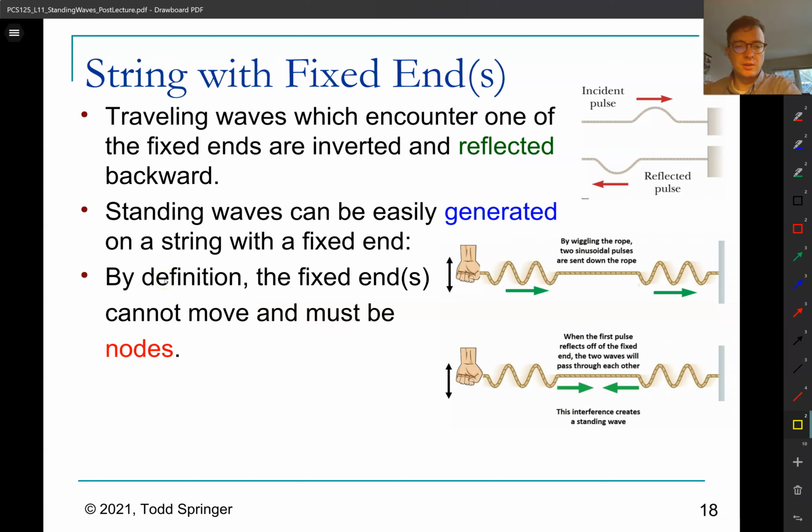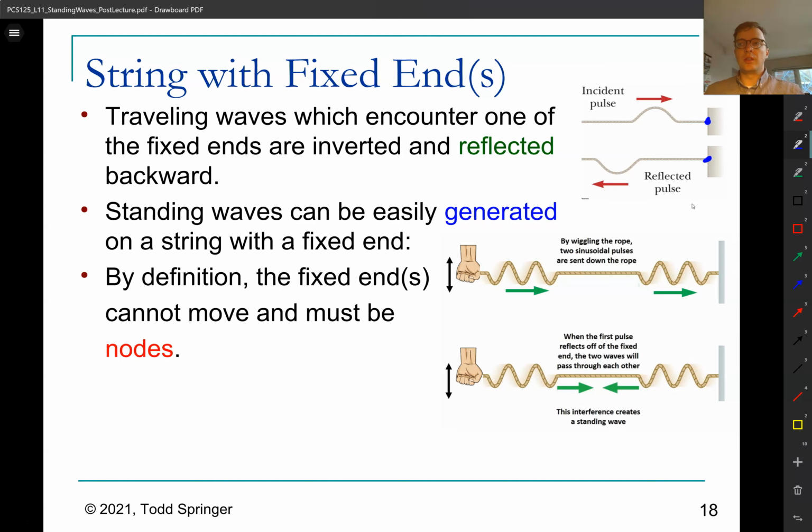Okay, so why is a string with fixed ends interesting? It's interesting because it makes sense how to fairly easily generate a standing wave in this case. We've talked before about what happens when a wave encounters a boundary. In this diagram at the top of this slide, this end of the string is fixed to the wall, and if you send a pulse down the string, it will be reflected back upside down when it hits that boundary. This is something we talked about in previous lectures.